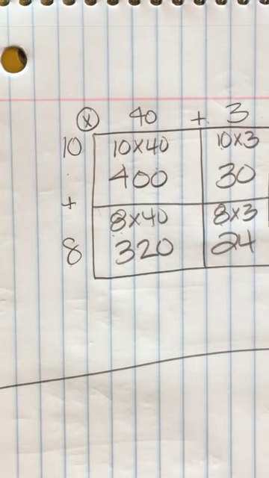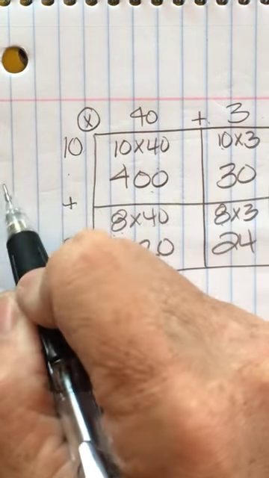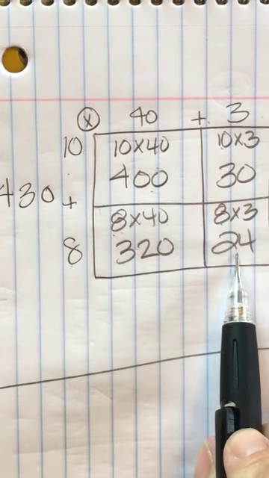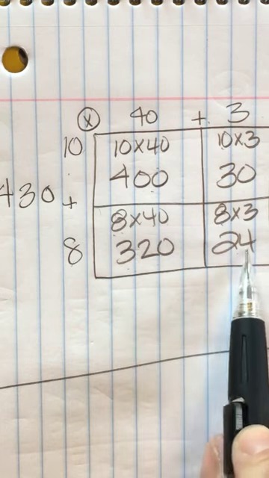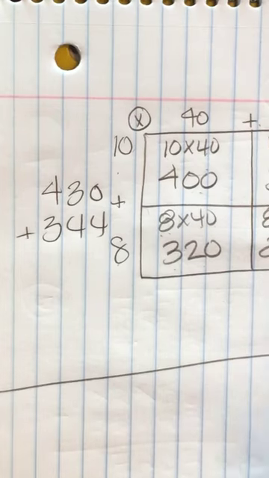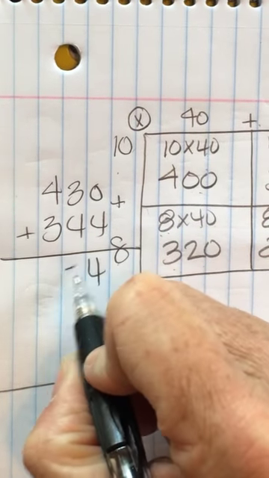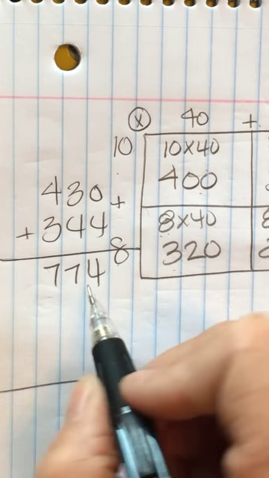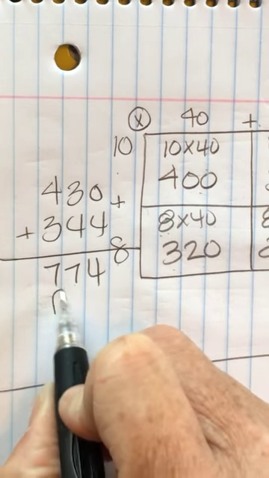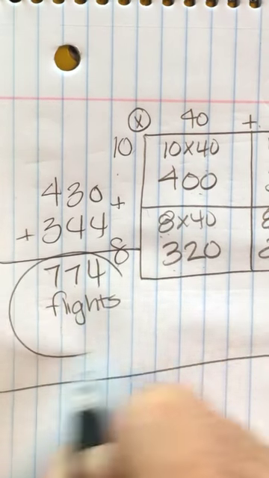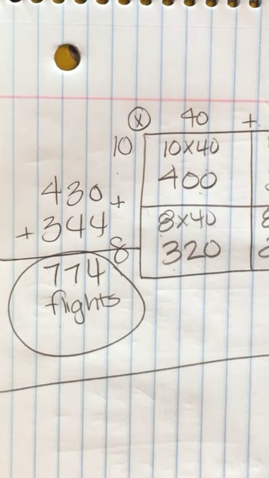Oops, you can't see that, can you? Sorry. 400 plus 30 is 430. 320 plus 24 is 344. I'm gonna add that together. 774. So he walked or went up a total of 774 flights of stairs altogether. And I'm going to circle it because that's going to tell me that's your final answer.